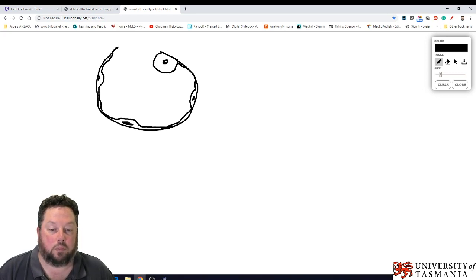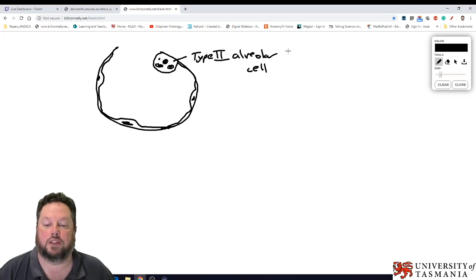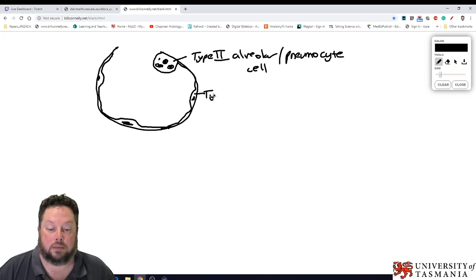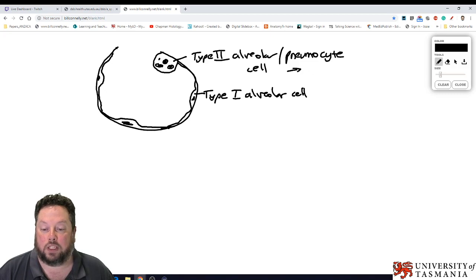Okay, so here might be our type 2 pneumocyte. They actually are responsible for the secretion of surfactant. Type 2 alveolar cells, sometimes they're known as pneumocytes. I don't know if you've seen that terminology before. And then we've got our type 1 here. So these release surfactant, and surfactant is important to decrease surface tension.